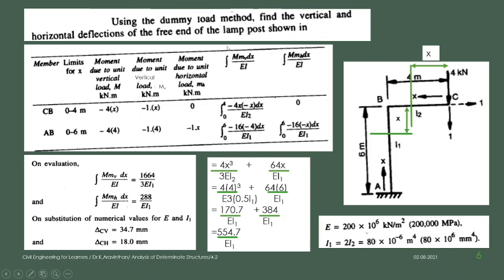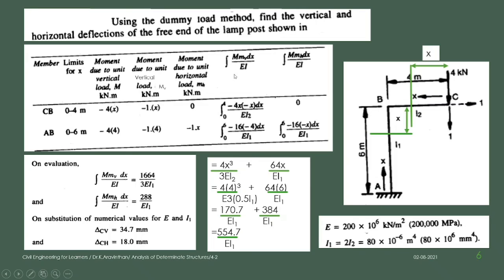So what is the limit here? You have two elements, AB and CB. For the two elements, what is the limit here? CB has the limit of 0 to 4 and AB has the limit of 0 to 6. So the limit here will be 0 to 4, and for the element AB you will be having 0 to 6.